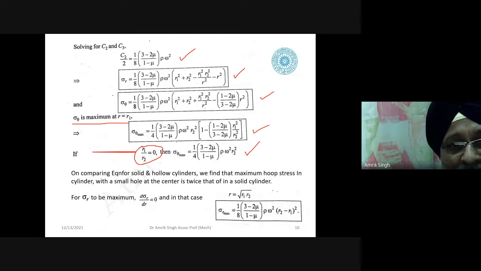So this is the maximum value of... because this R1 we have taken as 0, so R1 upon R2 will also be 0. Okay, so it is very small, so we have taken this as equal to 0. So, on comparing the equation for solid and the hollow cylinder, we find that the maximum hoop stress in the cylinder with a small hole is twice that of the solid cylinder.